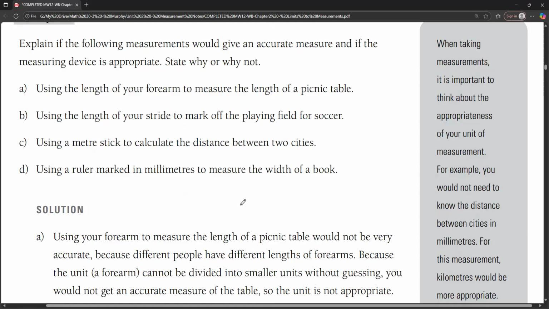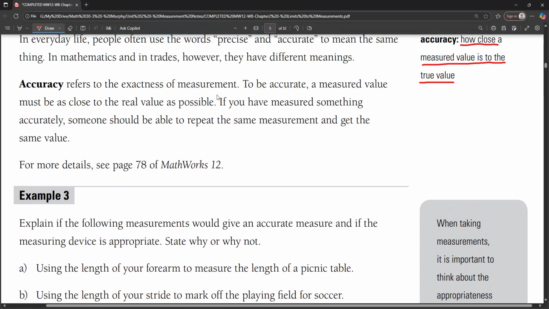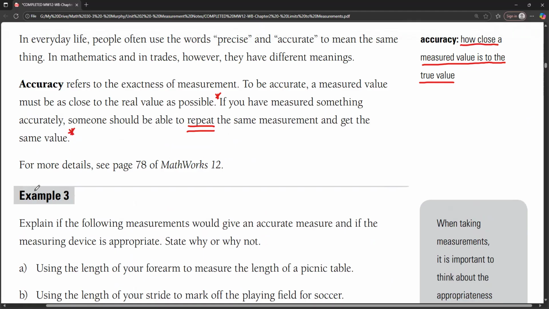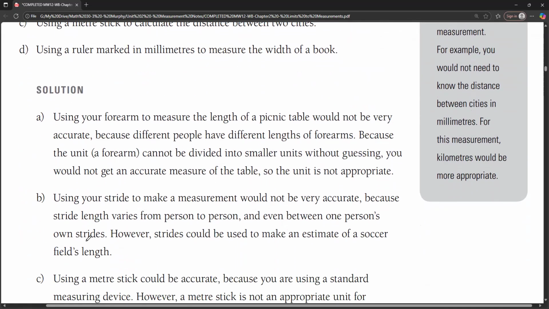Okay, so the key line in the definition for accuracy is: if you have measured something accurately, someone should be able to repeat the same measurement and get the same answer. So I want you to think about that for each of these. So A, using the length of your forearm to measure the length of a picnic table.